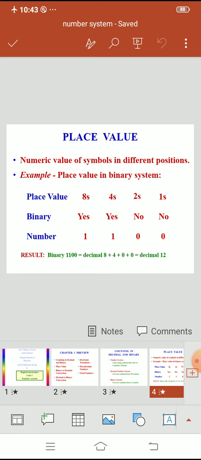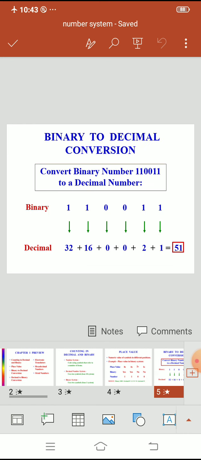Place value is the numeric value of symbols in different positions. Example, place values in the binary system: 8s, 4s, 2s and 1s. In a binary number, 1 means yes, 0 means no. For example, the binary value 1100 is equivalent to decimal 12. 1 means that condition is active and applicable, and 0 means you can put 0.